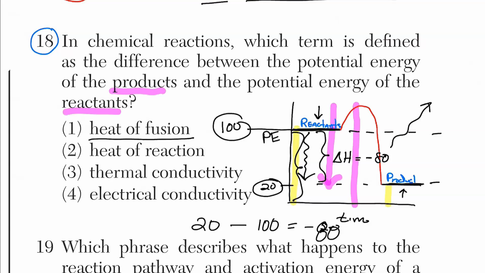So in any case, just a couple of things that you should be aware of. This is a straight definition problem, but you can infer it based upon your potential energy curves. For all those reasons, the correct answer is number 1. Heat of, oh my gosh, not heat of fusion, heat of reaction, number 2. Heat of fusion is the energy needed to melt something. All right, so 18 is 2, on to number 19.